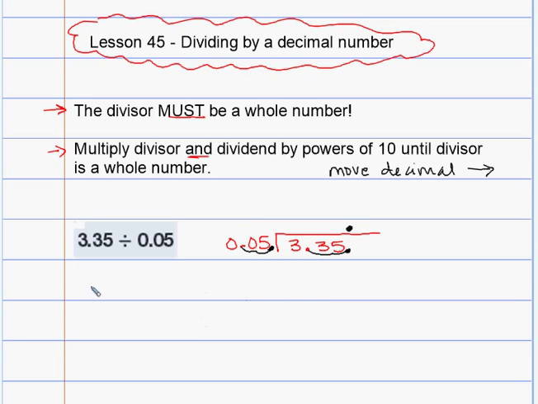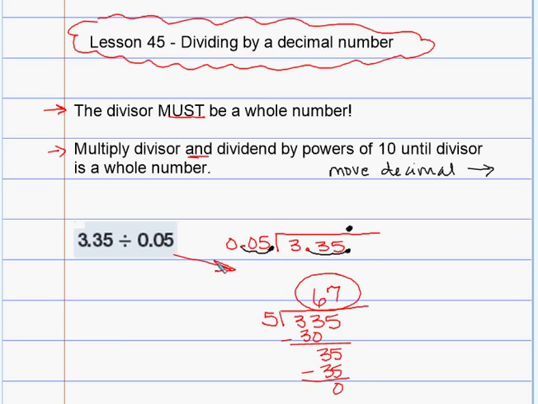You may also find it useful to rewrite the problem so that it shows where your decimals are without all the squiggly lines. Because our problem right now is 335 divided by 5. And 5 will go into 33 6 times. And 5 will go into 35 7 times. So our quotient to this problem is 67.